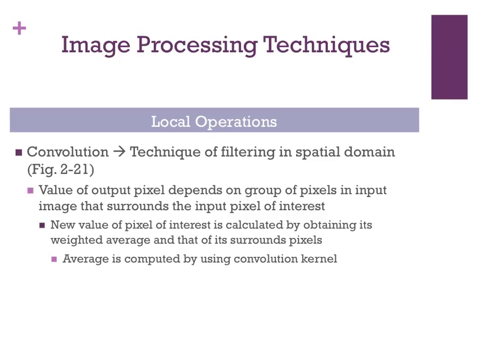So, still discussing local operations, convolution occurs, which is a technique of filtering in the spatial domain. The value of the output pixel depends on the group of pixels in the input image that surrounds the input pixel of interest. The new value of the pixel of interest is calculated by obtaining its weighted average and that of its surrounding neighboring pixels. The average is then computed by using a convolution kernel.